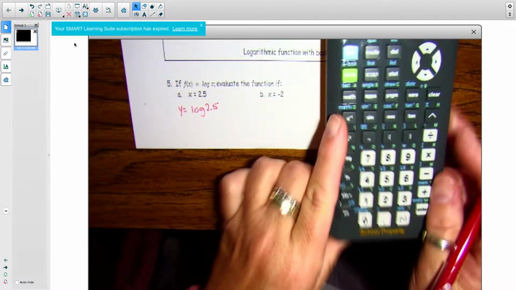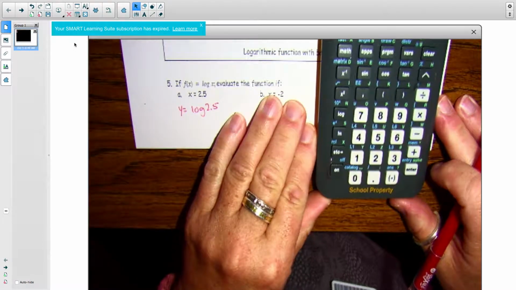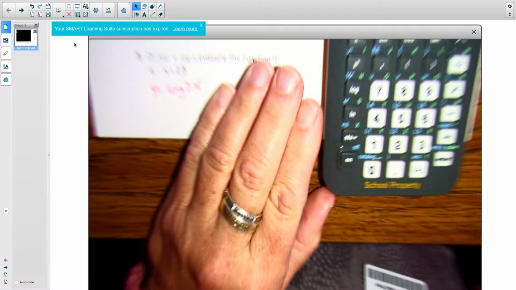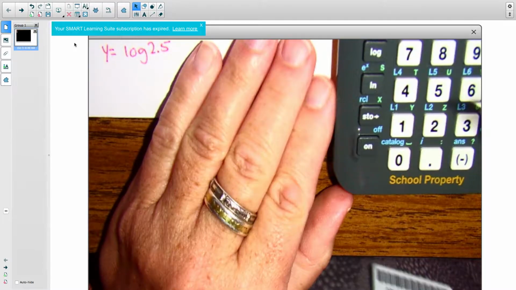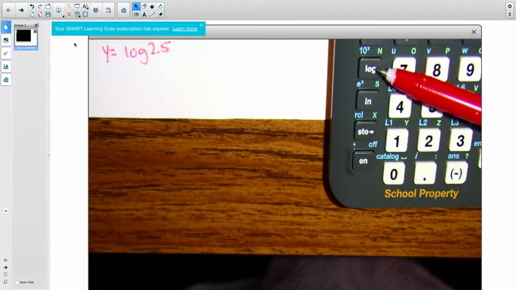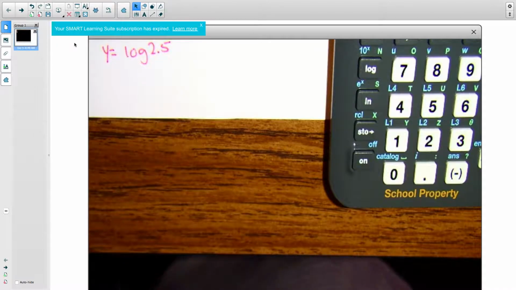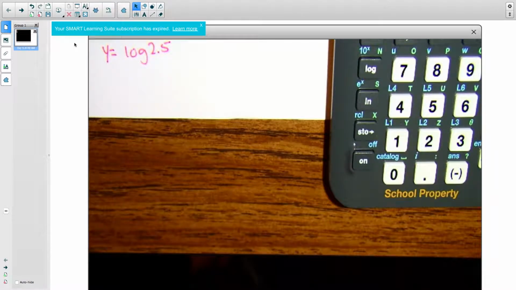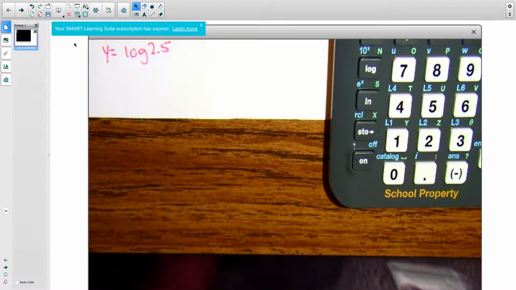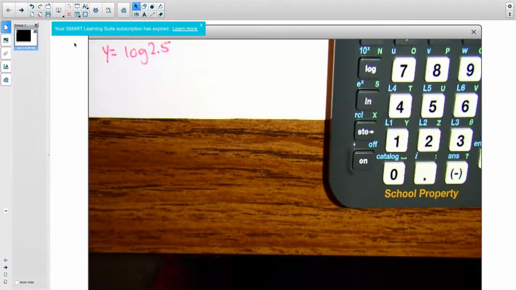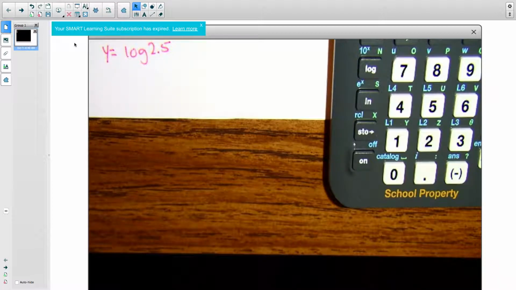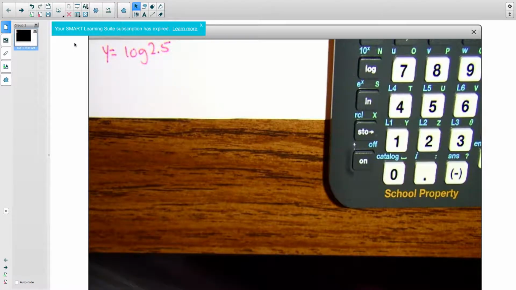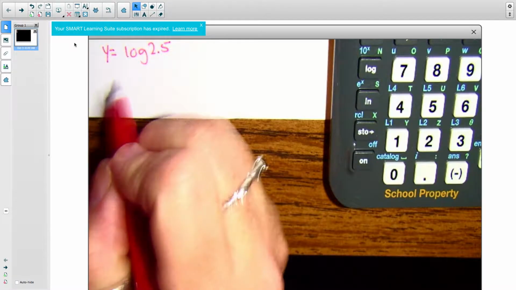Because on the calculator, there is a log button. It's right next to the 7. There's a natural log button. We'll get the natural log tomorrow. But that log button is implied 10. The calculator can't do all those different bases, so the calculator is just base 10. So if it's base 10 and they want you to find log of 2.5, all you have to do is put that into your calculator.